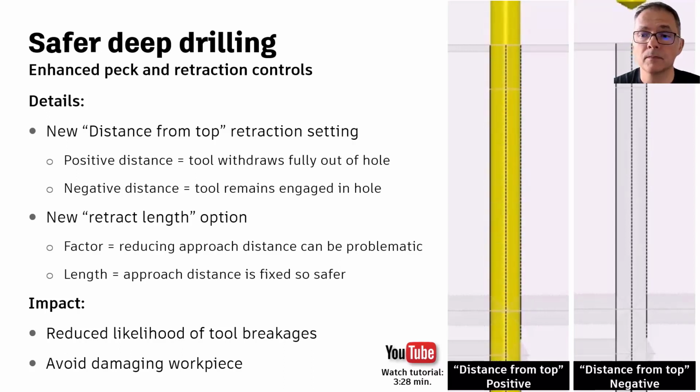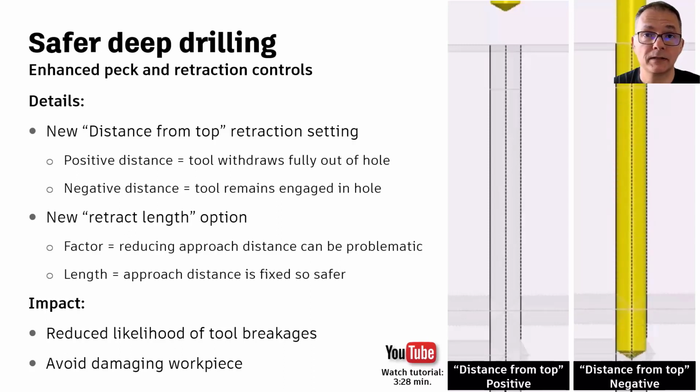This can be set as either positive, i.e. the tool withdraws fully out of the hole, or negative. If a negative value is used, as you can see in this video, the tool will partially retract from the hole and stop with the tip still engaged in the hole. This ensures the tool is supported by the hole and greatly reduces the risk of it breaking as the tool re-enters into the hole. Now, the second change relates to the pecking distance used for deep drilling.